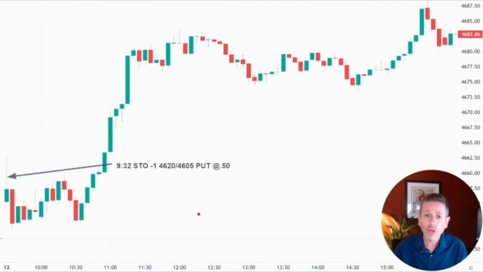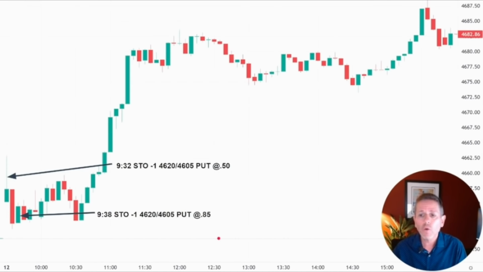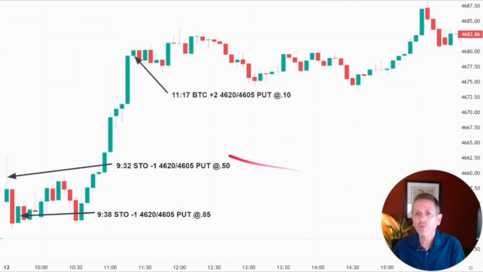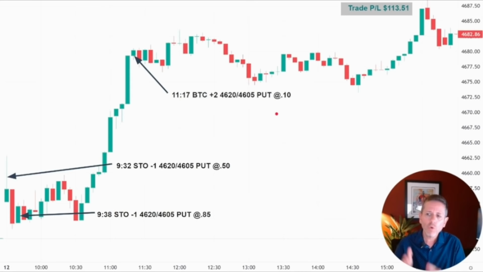November 12th, I put on a put spread, and then I put on another put spread when it went lower and collected 85. So I collected 50 cents and 85. And after that, the support held and the market just went green, green, green, green, green. And I was able to get out right at around 11:17 for a 10-cent close on that. Okay. Another $113 gain on this one. So that covers our trades for this session.